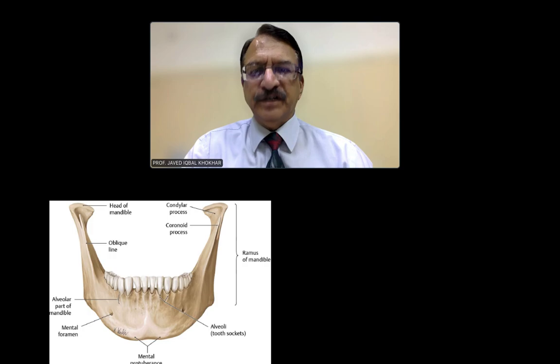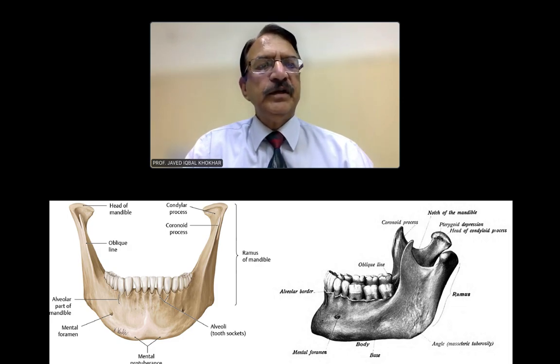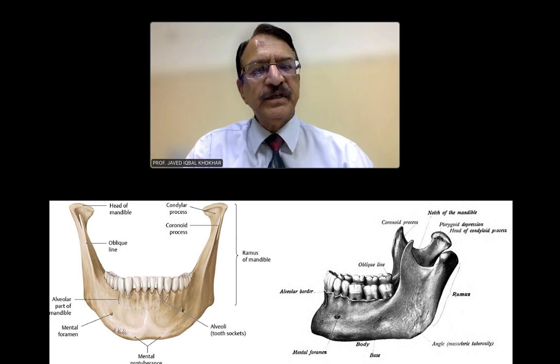So this is the general structure of the lower mandible, where you can see the teeth, the foramen, which is the mental foramen, the mental protuberance, and the condyle, and the ramus, head of mandible, all things are visible. This is the lateral view, where the head of the mandible, the neck, the condyloid process and coronoid process, the ramus, the mental foramen, all are visible.